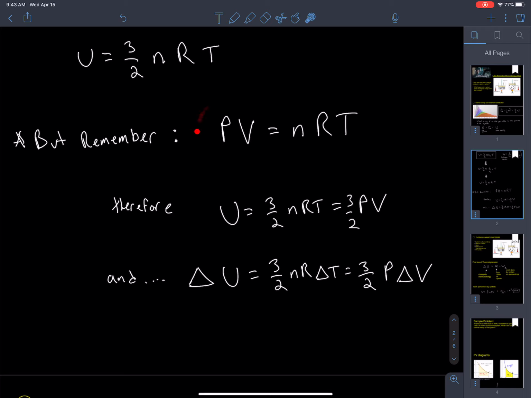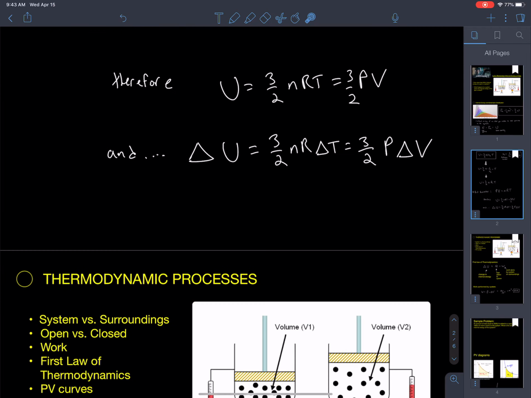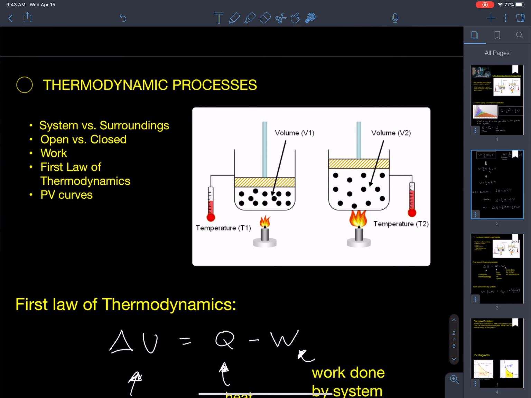Not looking at just PV equals nRT, but being able to understand the changes in volume and work done as a function of changing the internal energy, and understanding that that change in internal energy is related to the change in temperature. So the second part of this unit focuses on understanding thermodynamic processes.